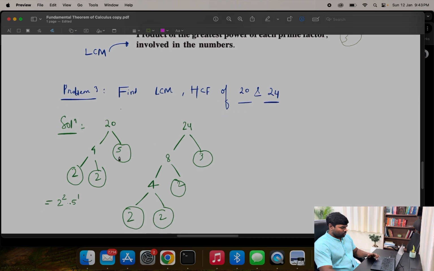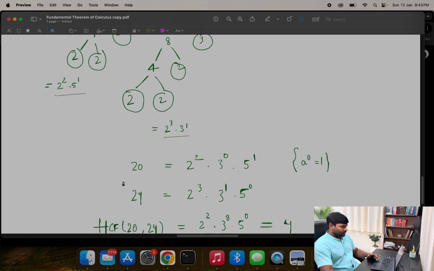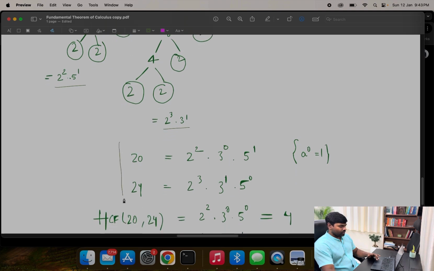Here I've written it down. 20 is 2 raised to the power 2 times 5 raised to the power 1. 24 is 2 raised to the power 3 times 3 raised to the power 1, right? So if we write it down in a bit more organized manner, we can write them like this, right? Cool. So nothing fancy up till here. All we have done is written the prime factorization.